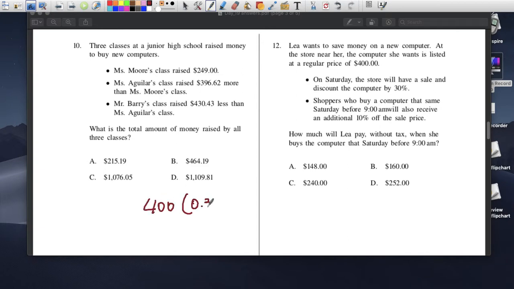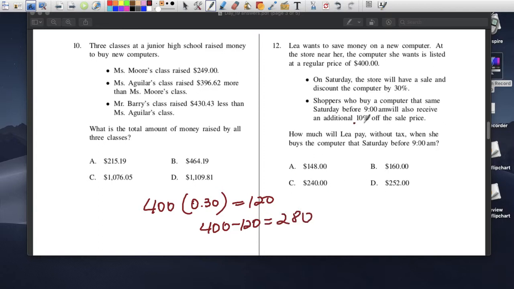Let me find out what 30% of that is. And 30% of $400 is 120. Right? So the discount here was 120. So let's subtract $400 minus 120, and you are left with 280.